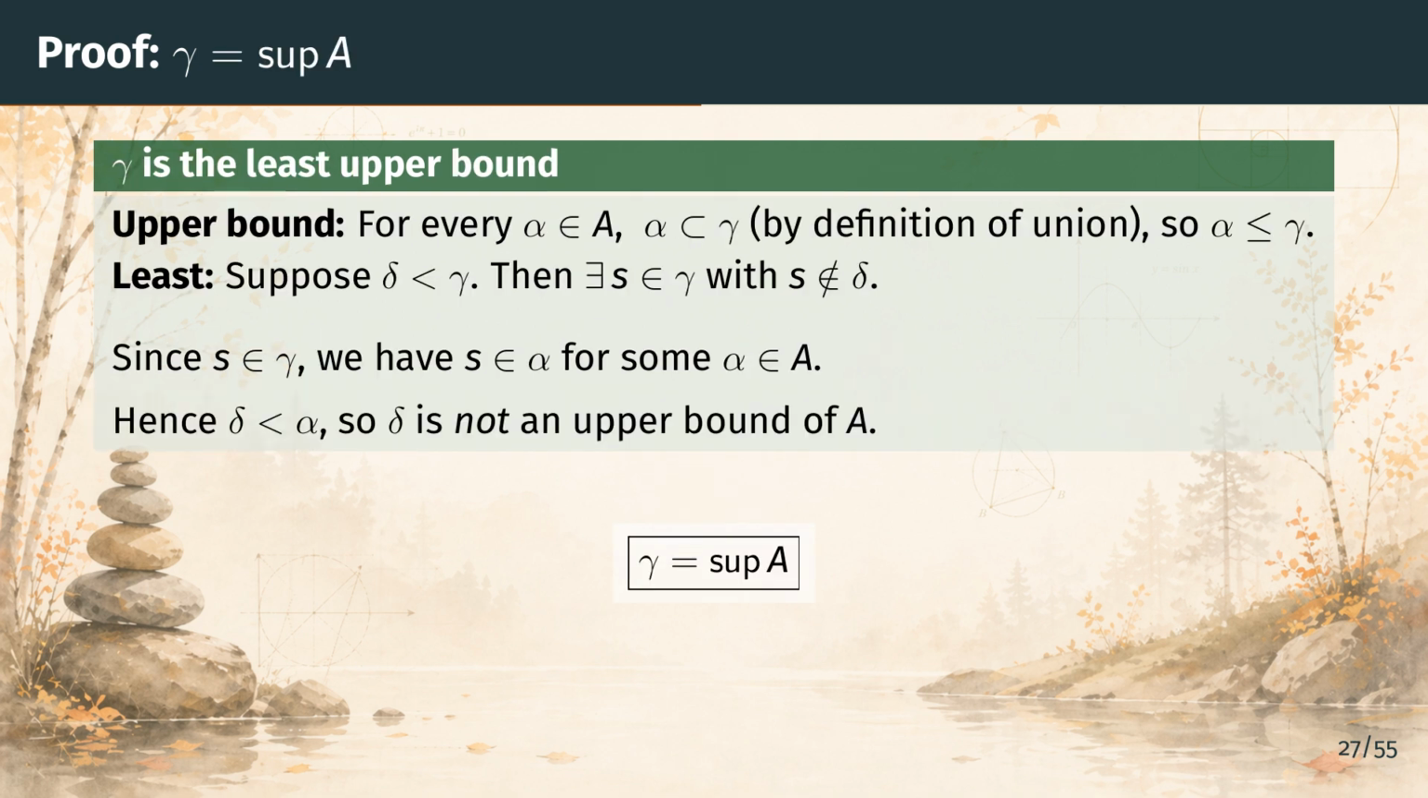The upper bound part is trivial by definition of union. The least part is where the cut formalism really pays off. The logic to focus on is this: to show gamma is the smallest upper bound, we assume someone offers a smaller candidate delta, and we expose it as inadequate by finding an element of A that escapes above it. That escaping element comes from a single rational S witnessing gamma not equal to delta. Once again, a single point does all the work. A recurring pattern you should start noticing.